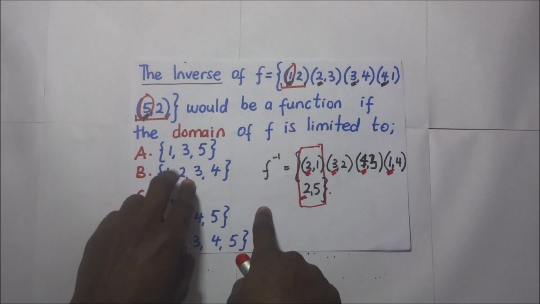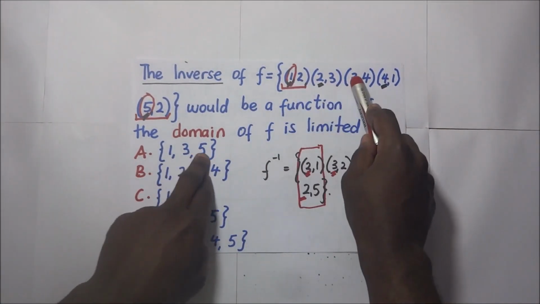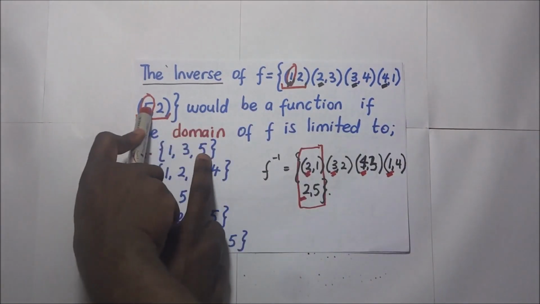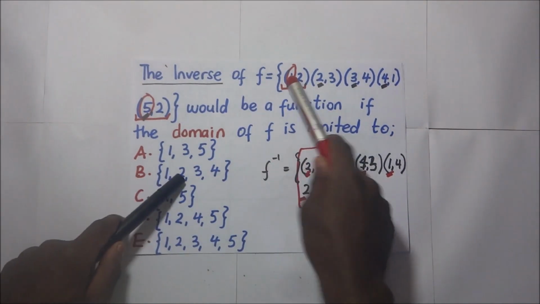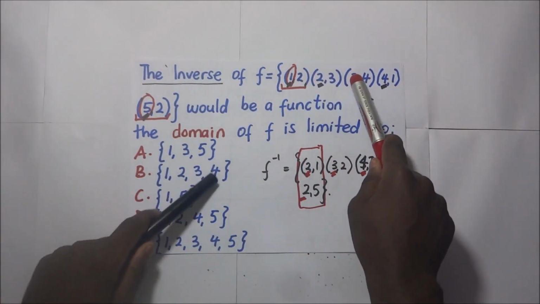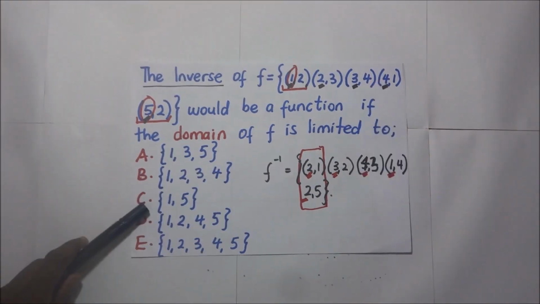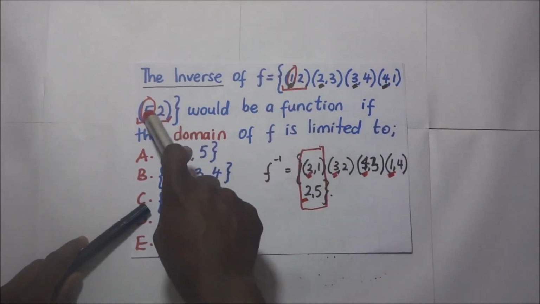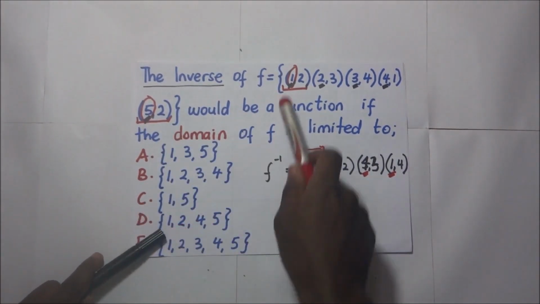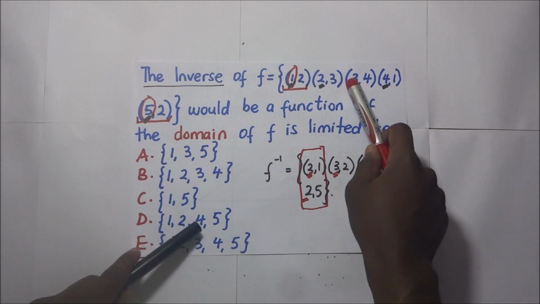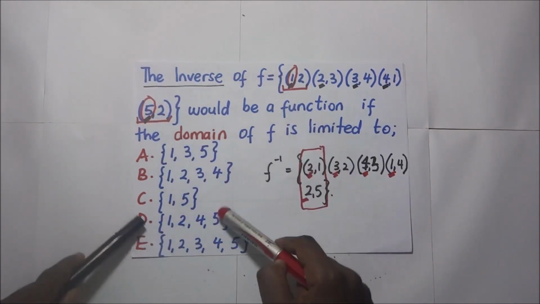The domain would be limited to 1, 3, 5. No, A is not it. Part B, we have 1, 2, 3, and 4. This one, B, looks correct. C is 1 and 5, which are the ones we are eliminating, so C is not it. Part D is 1, 2, 4, and 5, so both are still there. D is not it.